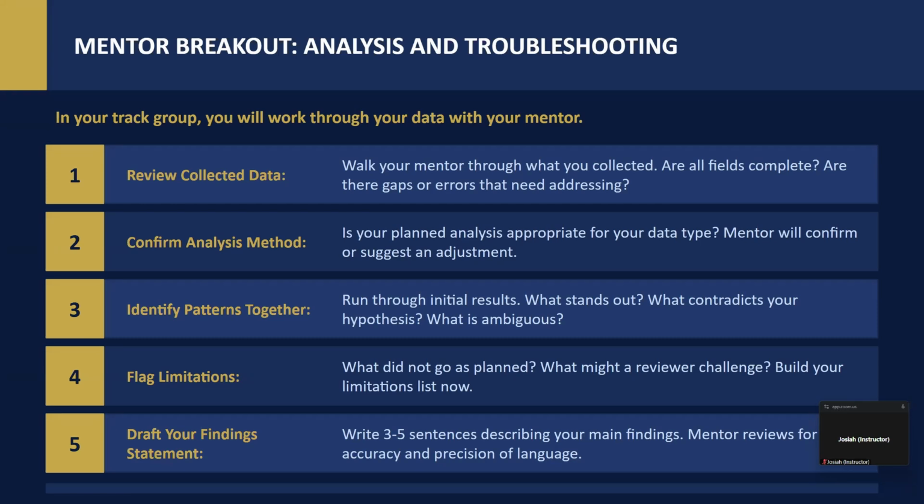Then you should be looking at your limitations and seeing how to overcome them. I just talked about the limitations on the last slide, like having a small sample size or a small time period. You should look at your limitations and see how you can overcome that. And if you've already done your survey or already collected your data, then you should figure out a way in your research to address those limitations. And then at the end, you just draft your findings and show it to your mentor.